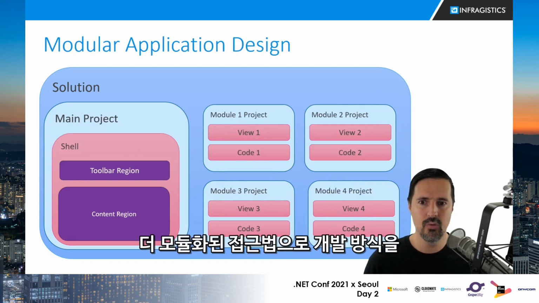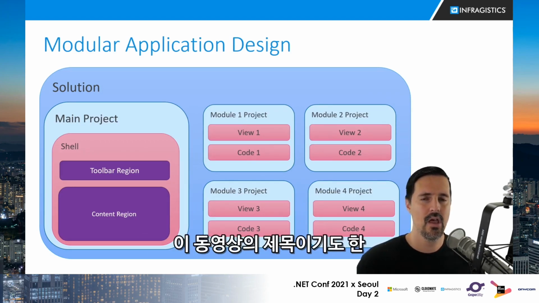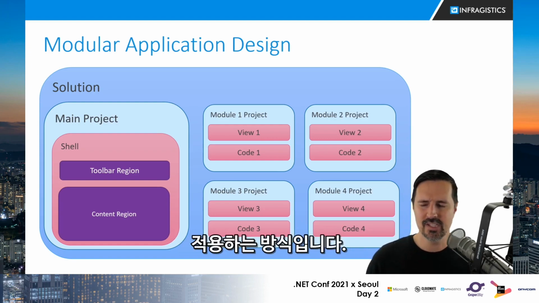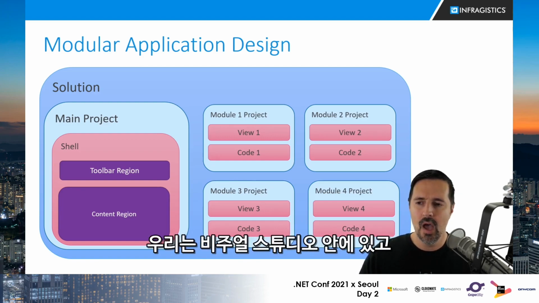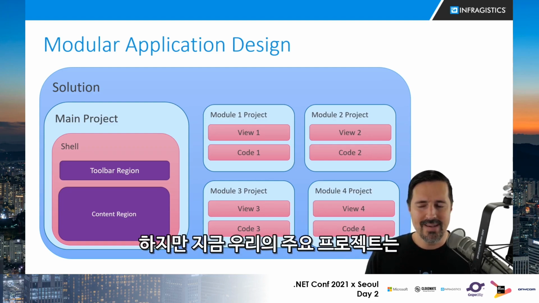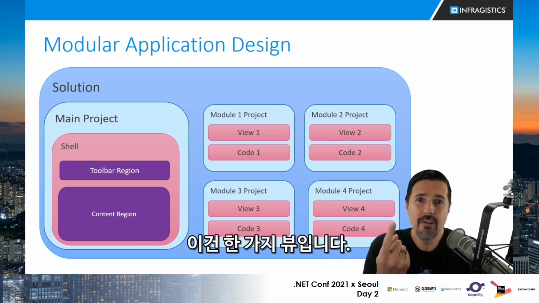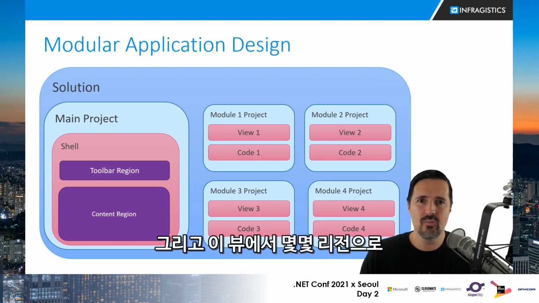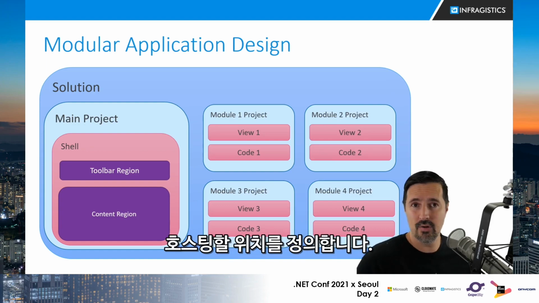Instead, we want to move to a more modular approach. Okay, this kind of gets back to the title of this talk where we talk about composite applications. And what this means is, now picture this. We're inside Visual Studio. We have our solution, but now our main project is just merely a shell. It's one view. That's really it. And in this view, we'll have some regions. Okay, and these regions are just going to define where we're going to be hosting views from other modules.